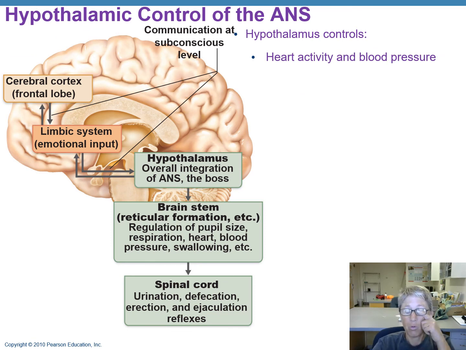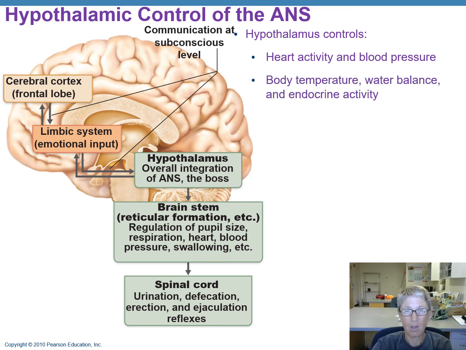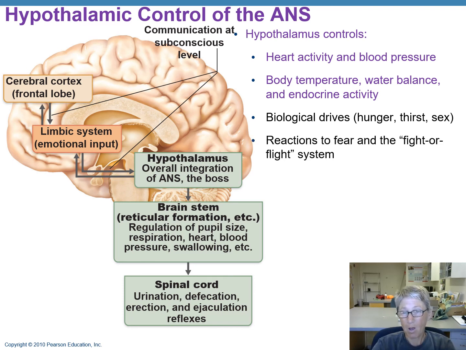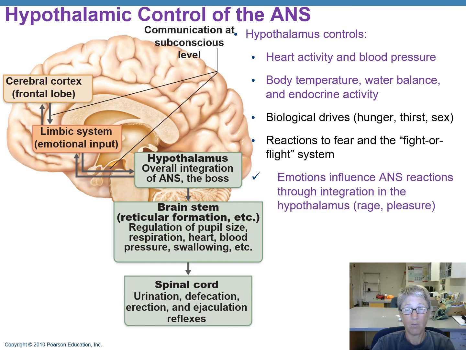The hypothalamus will control, via the autonomic nervous system, heart activity, blood pressure, body temperature, your water balance, endocrine organs, biological drives, and how you react in the fight or flight system, the sympathetic system. And then it says here, with this check mark, that emotions influence autonomic nervous system reactions through integration in the hypothalamus. We talked about that on the last slide. You can see there's two-way traffic: there's input from the limbic system into the hypothalamus, and there's input from the hypothalamus to the limbic system. So it's two-way traffic.